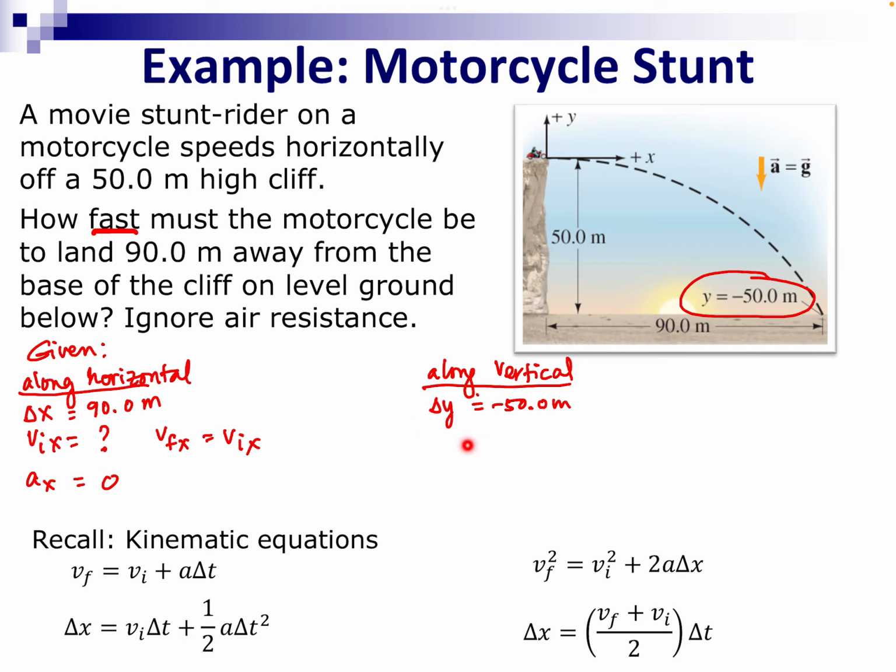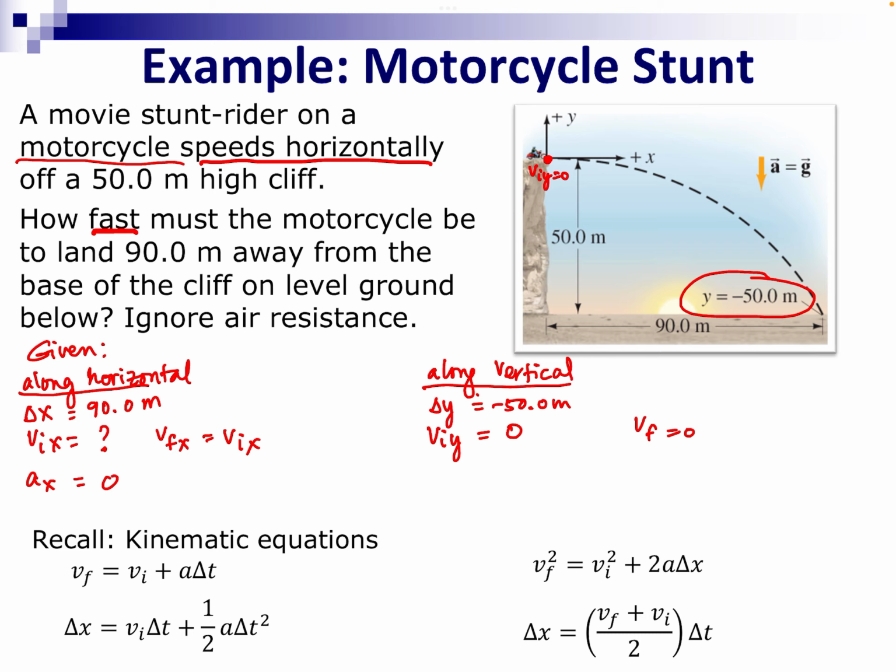For the vertical motion, the motorcycle is just moving, speeds horizontally. The problem says that the motorcycle speeds horizontally, which means that the initial velocity along the y would be 0. The final velocity along the y is something we don't know. So at this point, the initial velocity along the y is equal to 0.